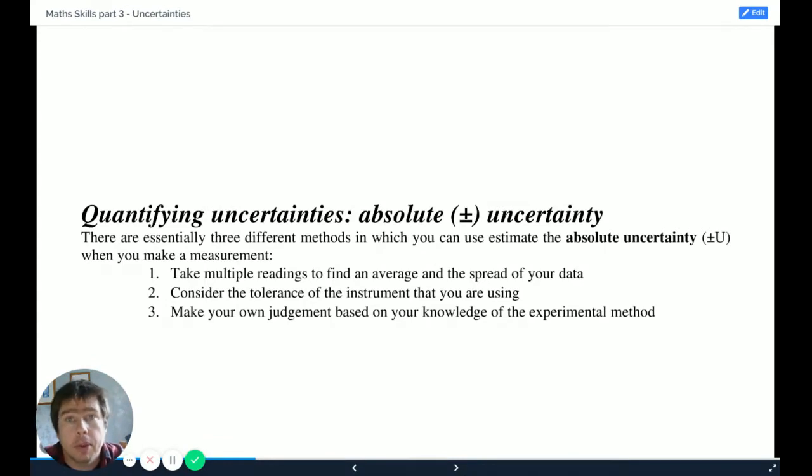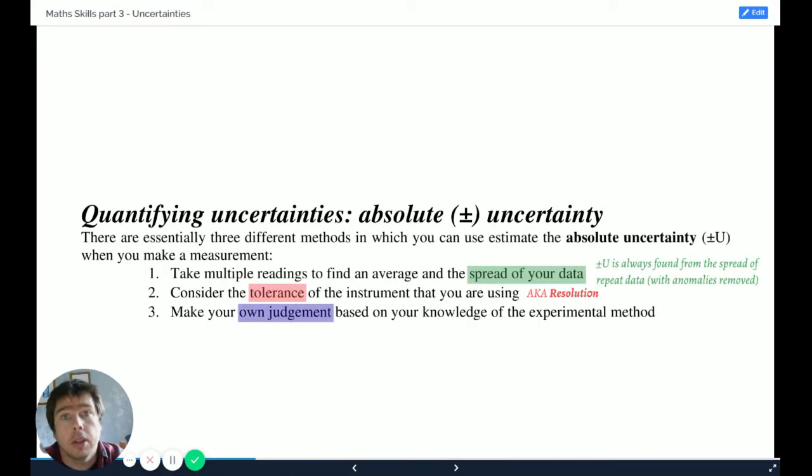The other thing that we might want to think about is if we're just taking the measurement once, what's the quality of our measuring instrument? So what is the resolution or the tolerance of the measuring instrument? We talked about those two terms in the previous video. And then the third is that you might just need to take your own judgment.